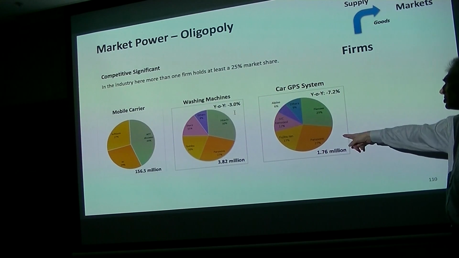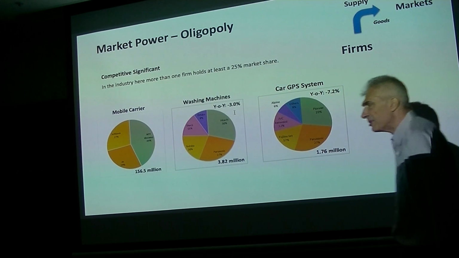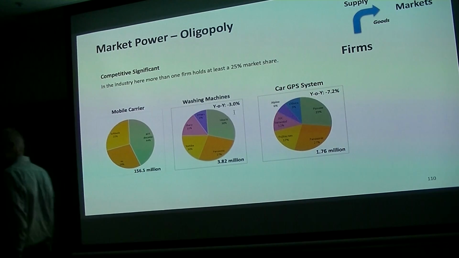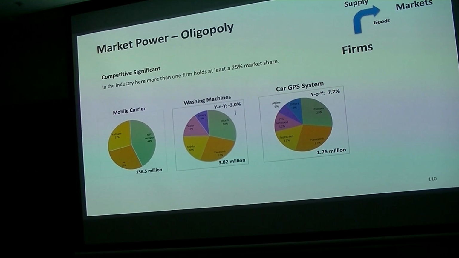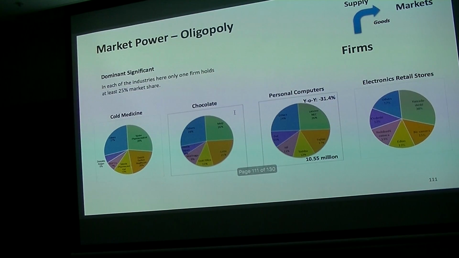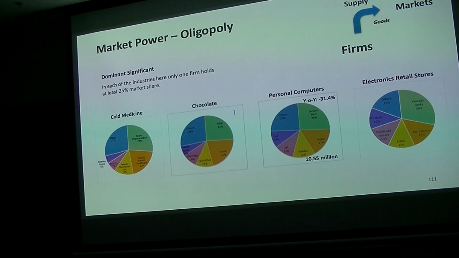I can't remember the card GPS system. That's interesting. Why would that be declining? I would have thought that was growing. But now we've got what I call dominant significant, where only one firm has a 25% market share. We've got a real range here.